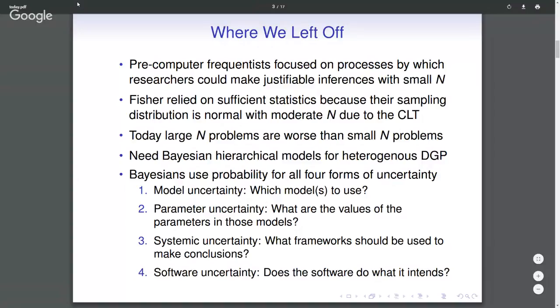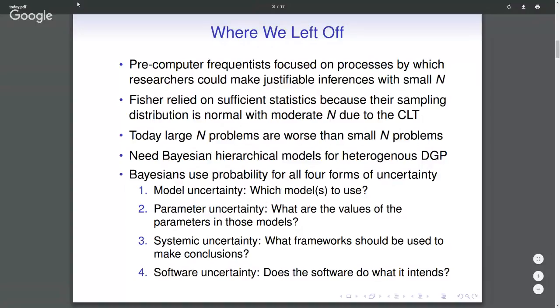But moreover, the main problem that a lot of people are facing today is that their n is too large. And that's just completely the opposite problem that Fisher was really worried about. Nowadays, how are we going to model a data set with 20 million observations instead of 20? And 20 million isn't even all that much by today's standards.